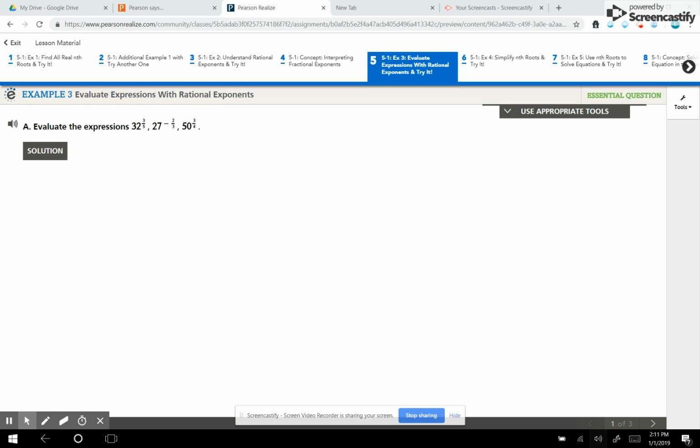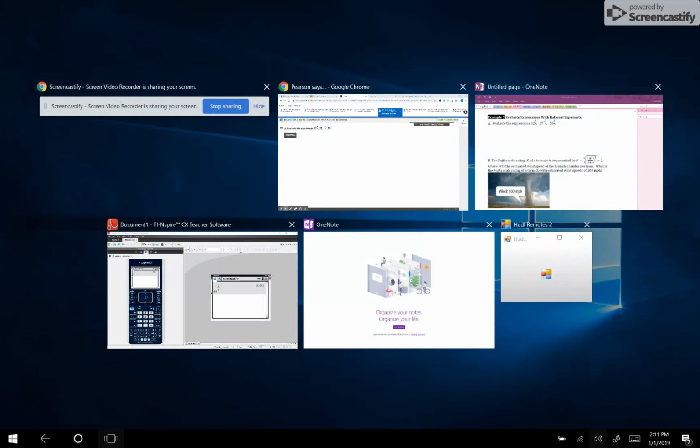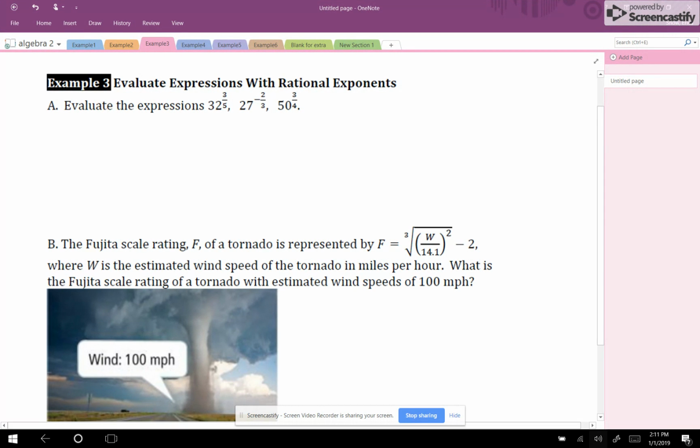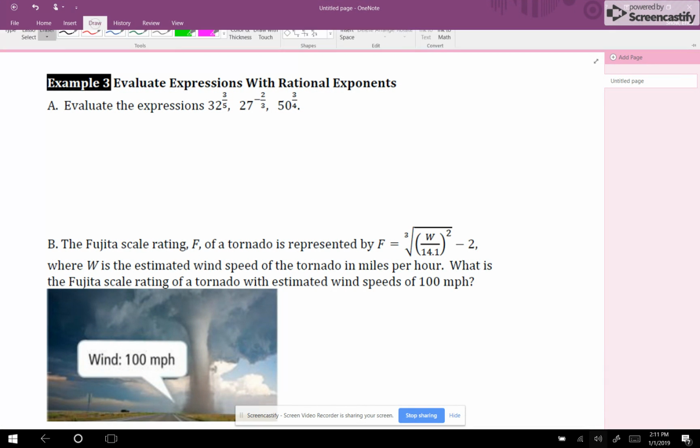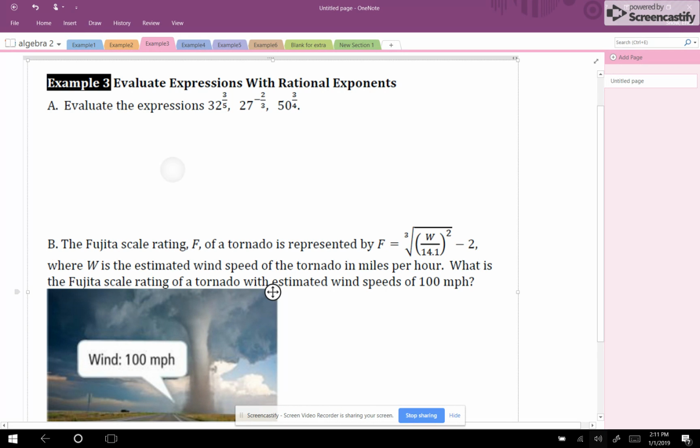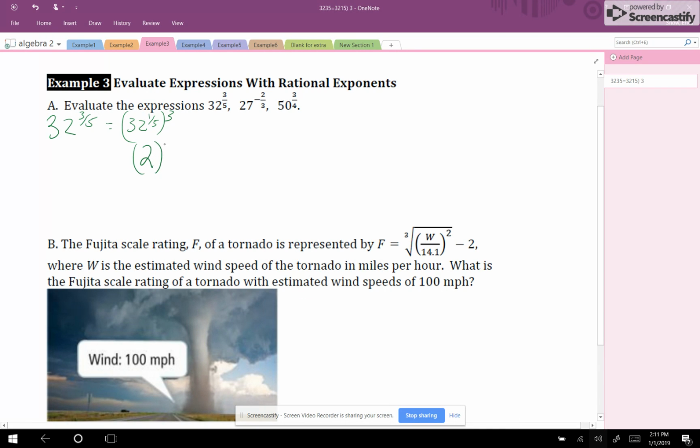All right, so the nice thing about example 3 is it's just giving us more practice with simplifying these expressions. So if we go back over to our note sheet, I'm going to write these out for you guys to see. So we have 32 to the 3/5, which I can rewrite as 32 to the 1/5 cubed. 32 to the 1/5 is 2, and 2 cubed is 8.